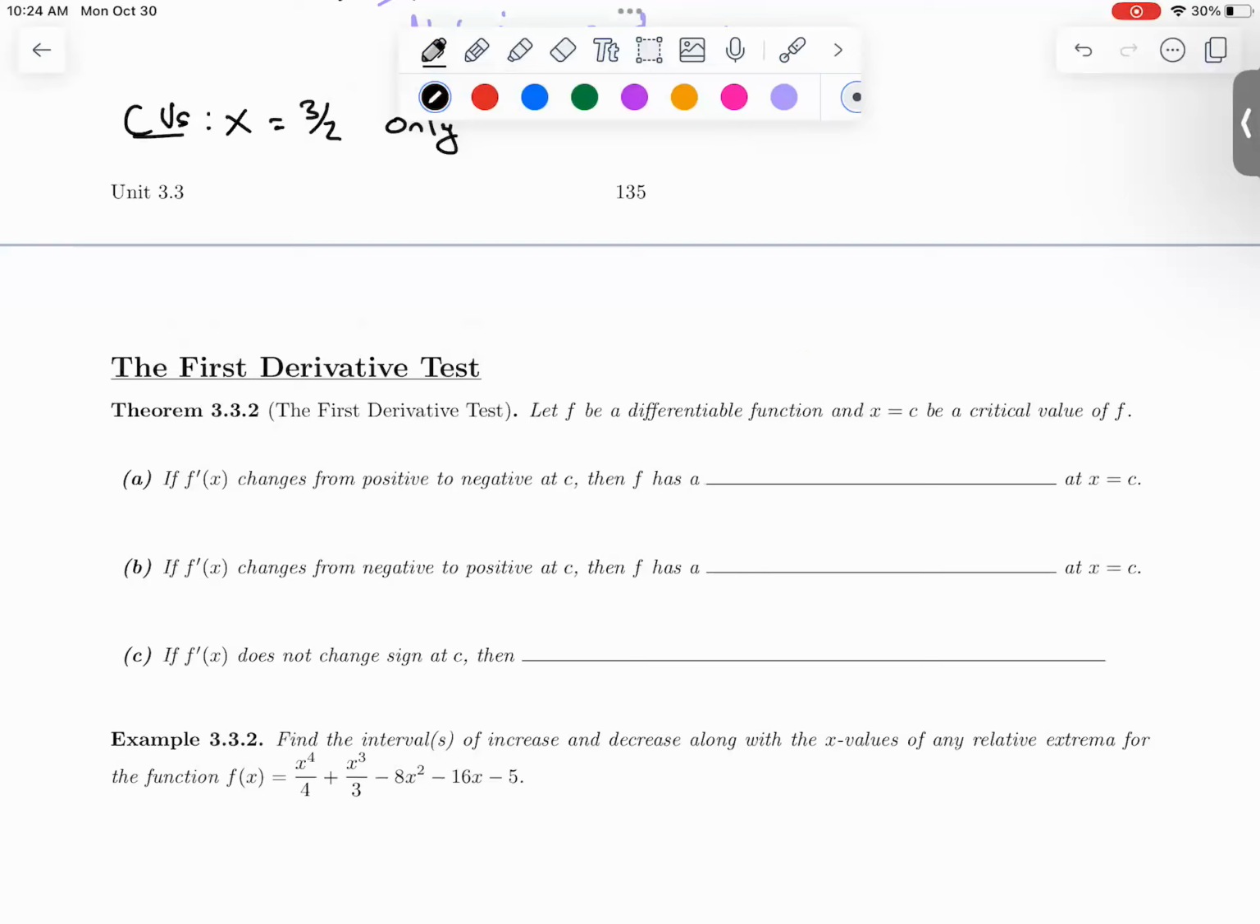If f prime changes from being positive to negative, so it goes up and then goes down, your tangent lines are positive, meaning your function's increasing, and then at c it'll be 0, and then it'll start decreasing. So then f has a relative maximum at x equals c, or a local maximum, if you like that terminology more. And if it changes from negative to positive, meaning that your tangent lines have a negative slope, meaning that you're decreasing and then you start increasing, then you have a relative minimum.